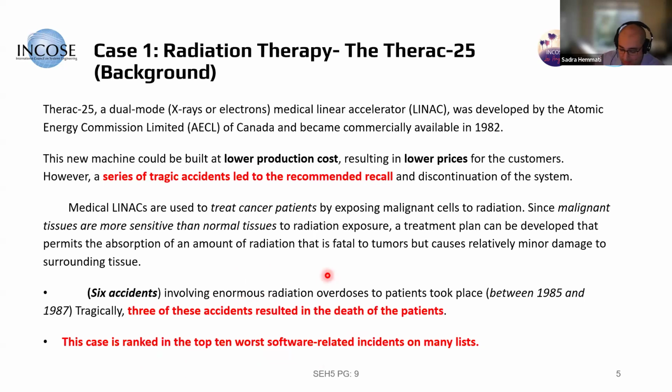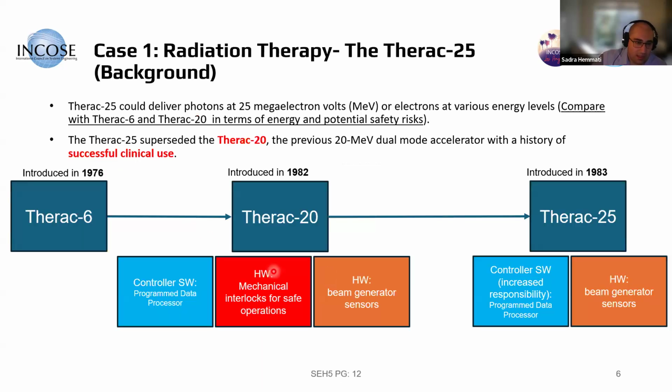It's interesting to see why. Some background: the Therac-25 didn't come out of the blue sky. It had two precedents, the Therac-20 and the Therac-6. These numbers are the energy of those devices in mega electron volts. You can see in 1976 lower energy, and in 1982 more energy, roughly a 25% increase in the energy of these devices.